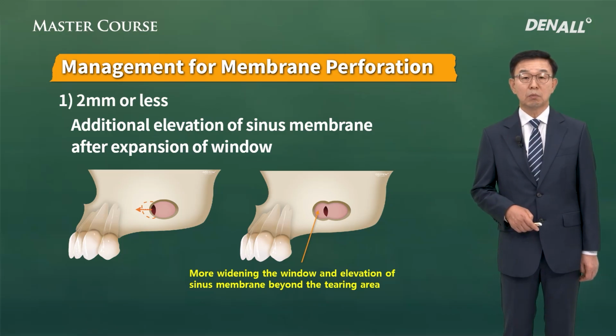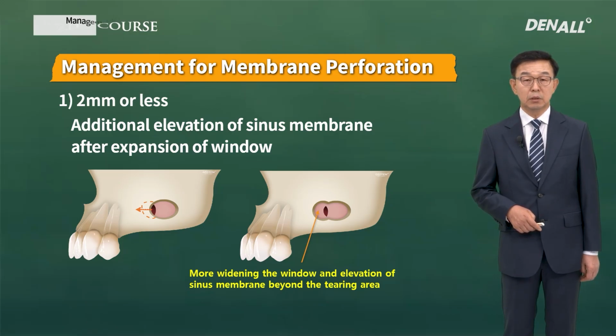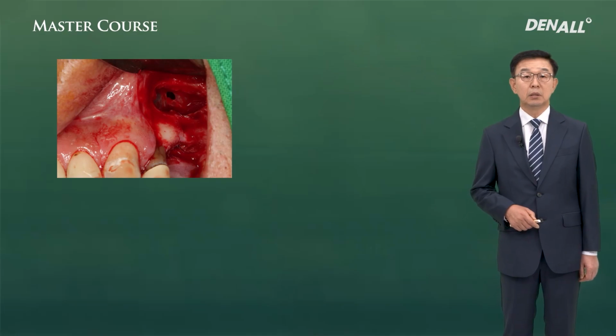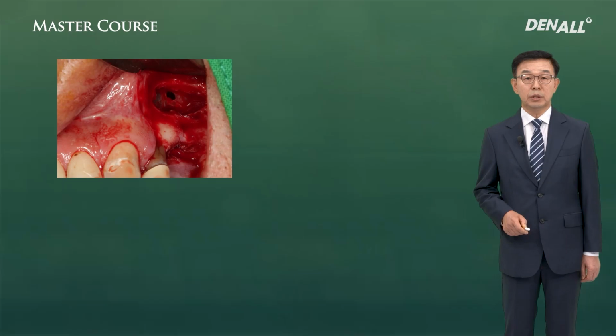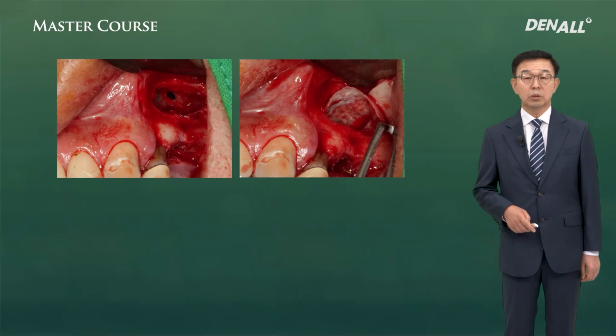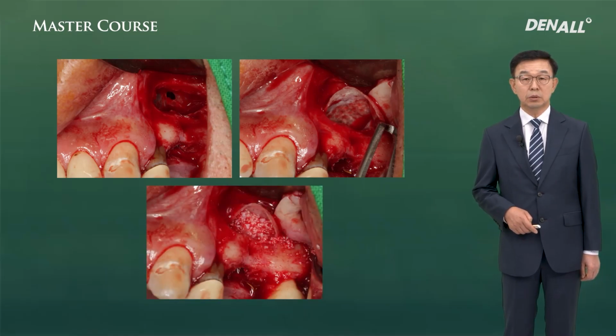Around that, lift the sinus membrane and use resorbable membrane to cover the perforated area. In this way, you'll be able to do bone graft or place the implant in a safe and simple manner. When you do lateral window approach, if there's a small tearing like this, you lift the sinus membrane around the area, position the resorbable membrane, and proceed with surgery. That was how I treated this case.